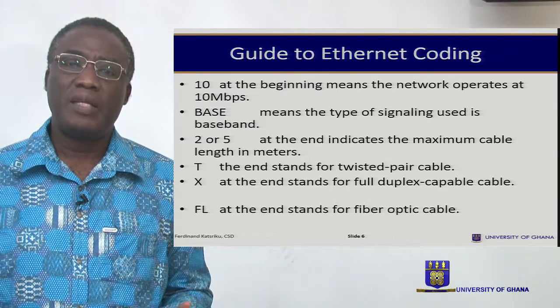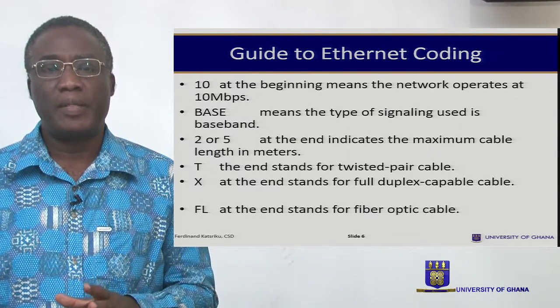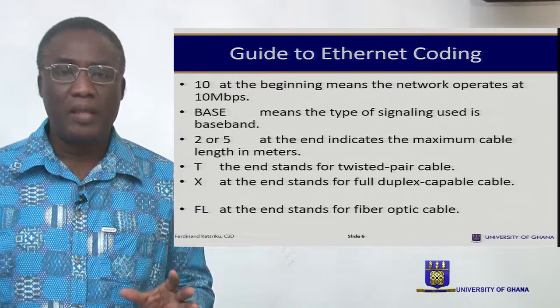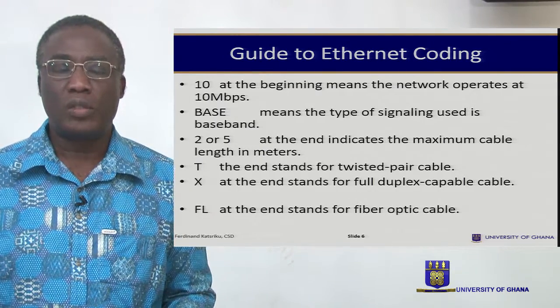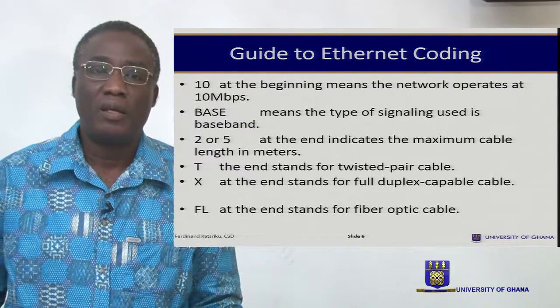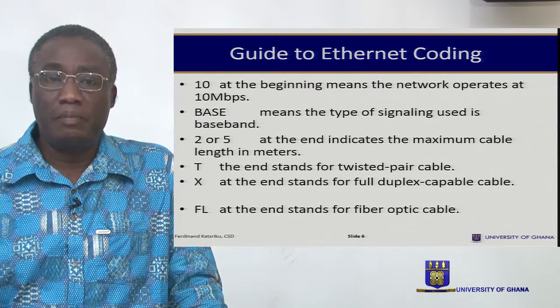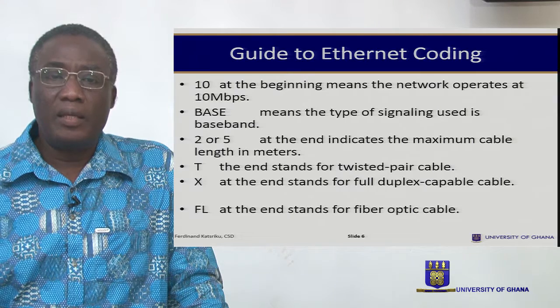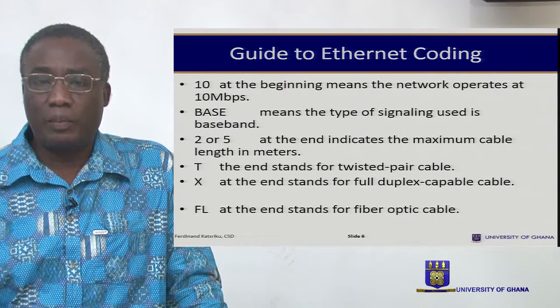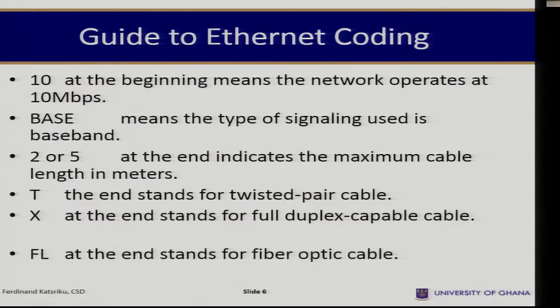10 at the beginning means the network operates at 10 megabits per second. Base means the type of signaling used, in this case baseband. A 5 or a 2 at the end indicates the maximum cable length in meters. T stands for twisted pair cable. X means full duplex. And FL at the end stands for fiber optic cable.